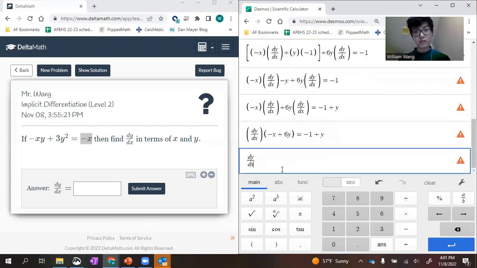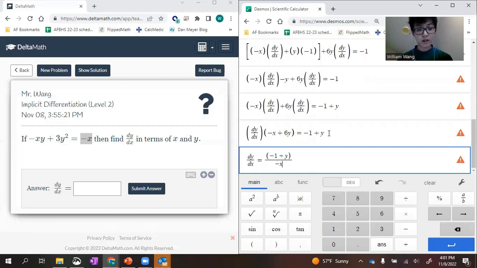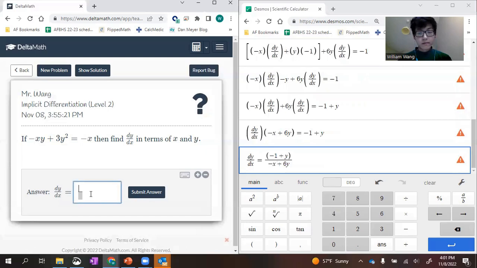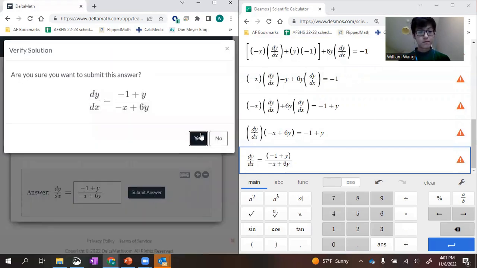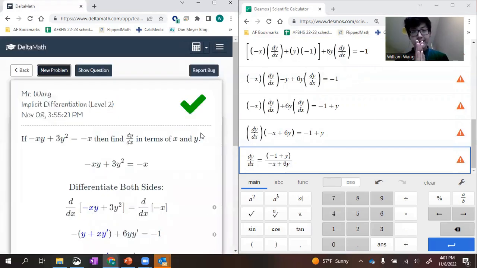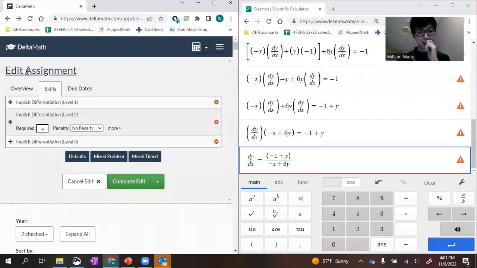So dy over dx is equal to negative 1 plus y, divided by negative x plus 6y. Negative 1 plus y over negative x plus 6y. Cool. All right. Let's continue.